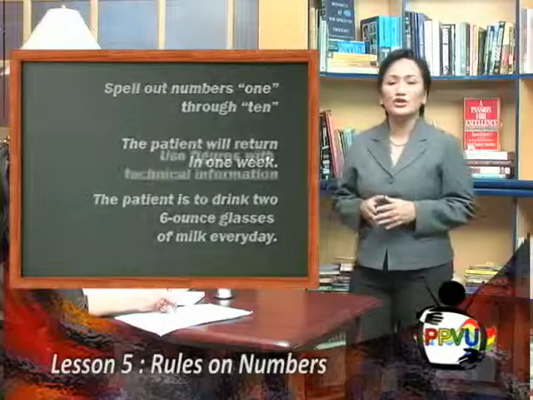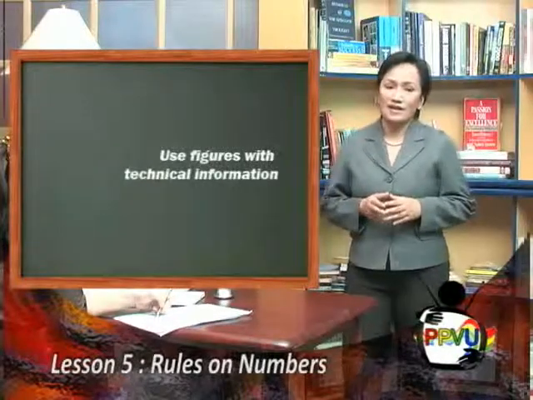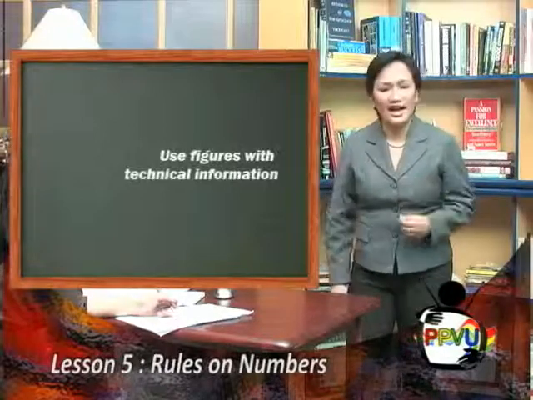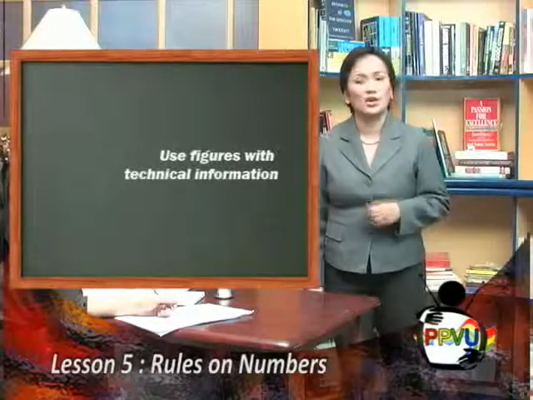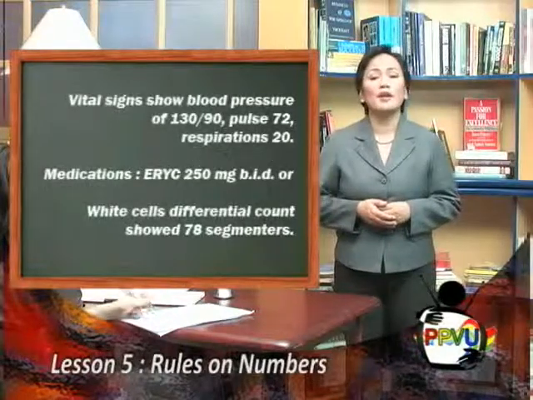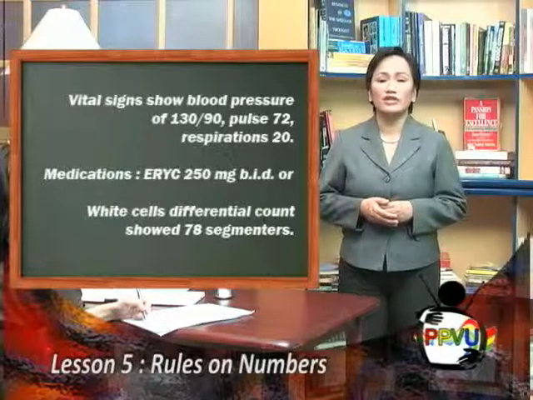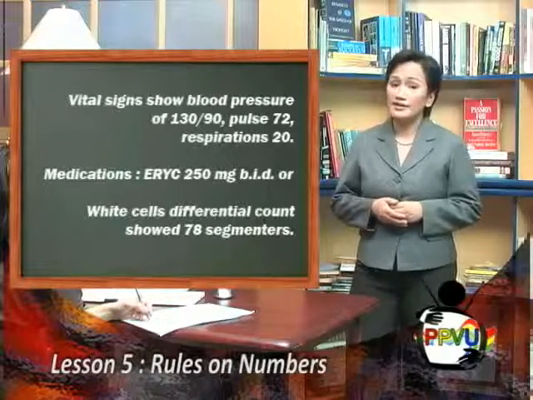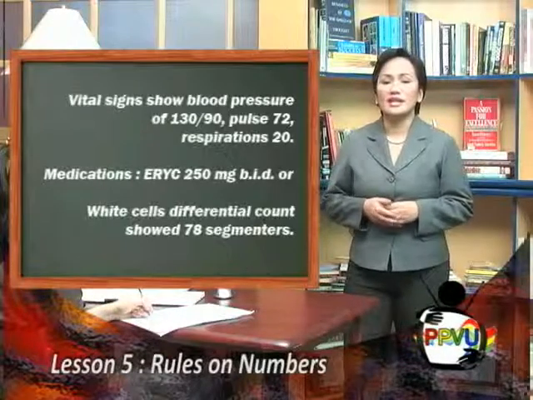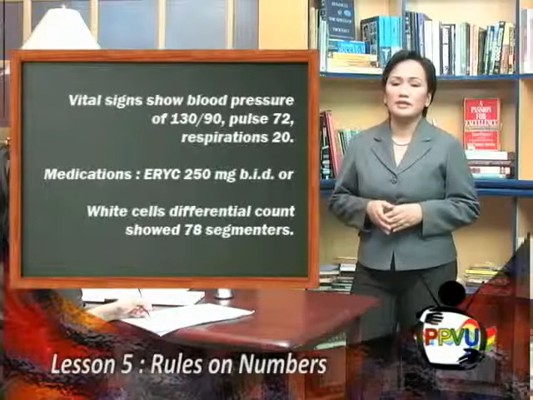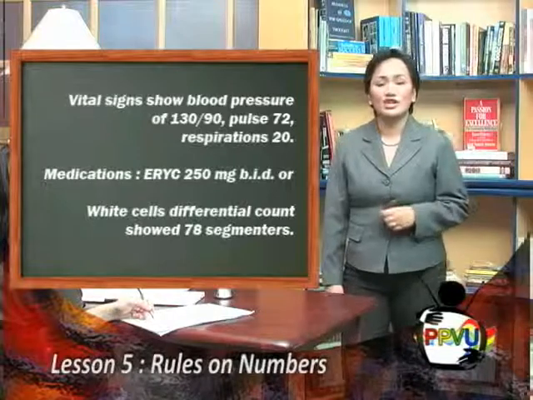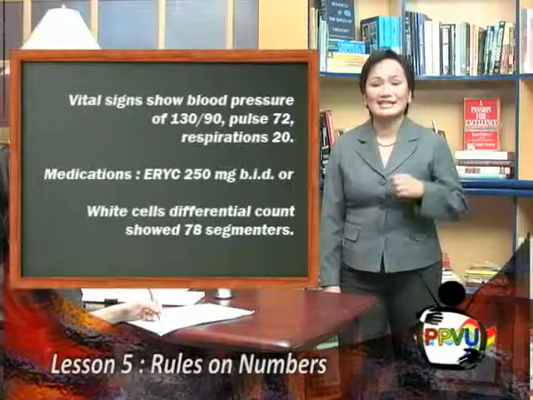Second is to use figures with technical information as in our age, vital signs, height, weight, and dosage. Examples would be vital signs showed blood pressure of 130/90, pulse 72, respirations 20, medications ERYC 250 milligrams BID, or white cell differential count showed 78/6.